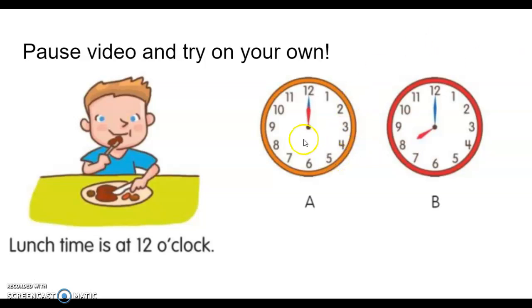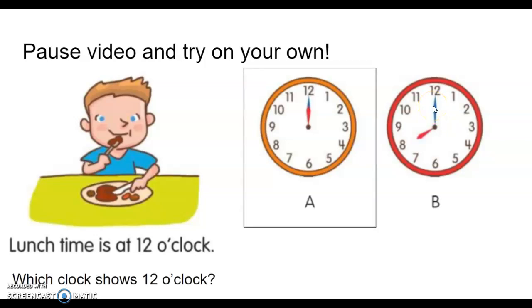Well, let's look. On clock A, the hour hand is pointing to the 12 and the minute hand is pointing to the 12. So that means that the time is 12 o'clock. So we know A is correct. On clock B, the hour hand is pointing to the 8. So we know it's 8 o'clock. So clock A is correct. Hopefully you got that one right. Give yourself a pat on the back.